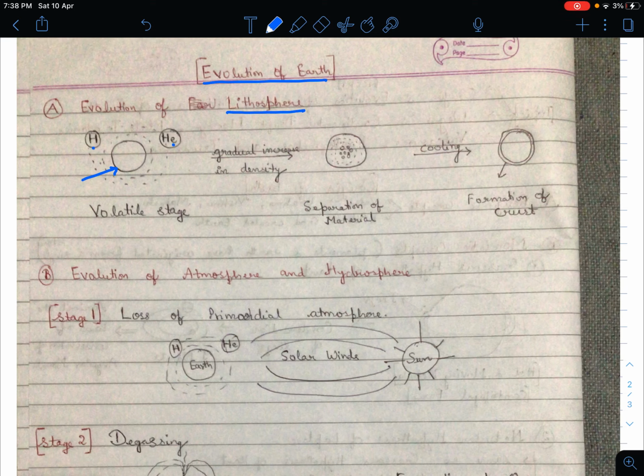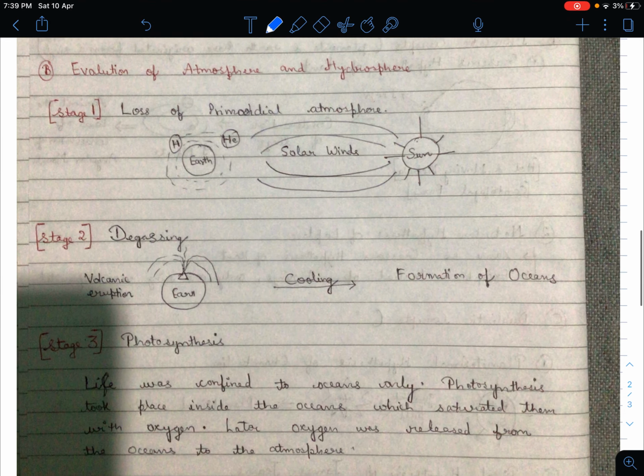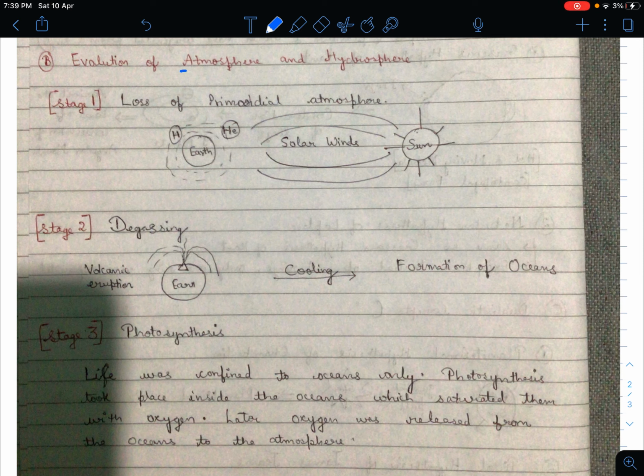Then there was a gradual increase in the density. Due to this, the denser material got settled in the core. So can you see the denser material settled in the core, while the lighter material was situated at its periphery. Next, cooling took place, and due to this, the crust was formed. Next, atmosphere and hydrosphere were evolved.